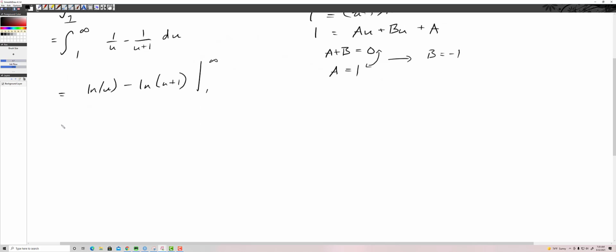Now there's a couple of ways to look at this. The way I like to look at it is to bring this back into a single ln, using a property of the logarithm, because it makes the first limit a little easier to understand. As we go to infinity, this is going to look more and more like 1, so we're going to have 0 here.